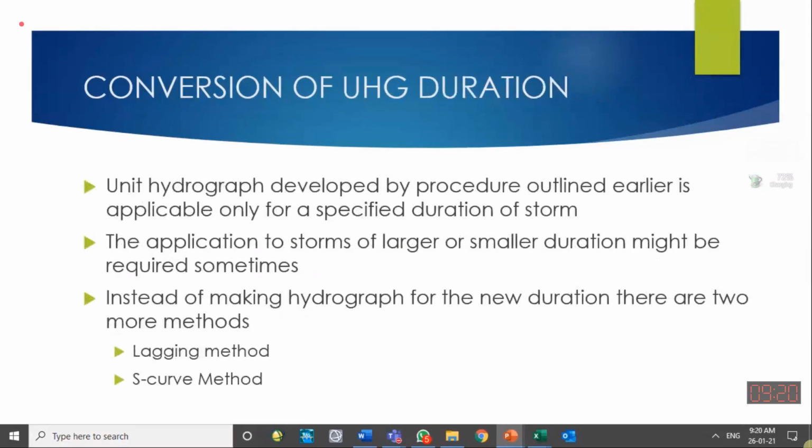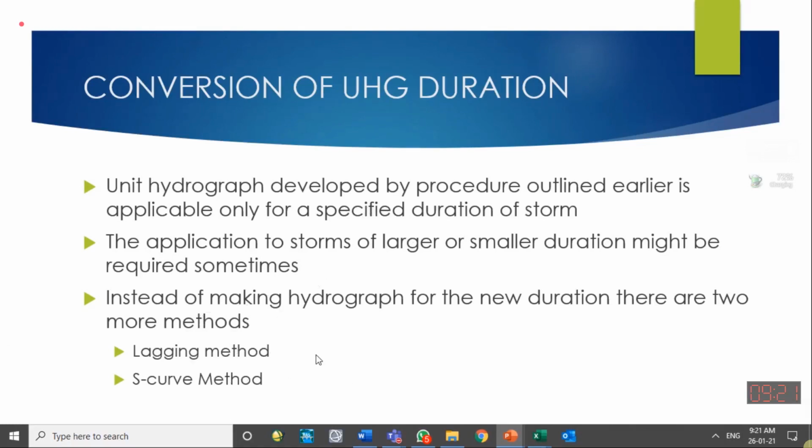I will start with you. Okay. Usually we have a unit hydrograph of a certain storm duration, but we are in need of a unit hydrograph of another storm duration. So that is the necessity. Then we need the conversion of the unit hydrograph. It is not the conversion of the units, it is the conversion of the duration of the unit hydrograph. And duration means storm duration, not the unit hydrograph base length.